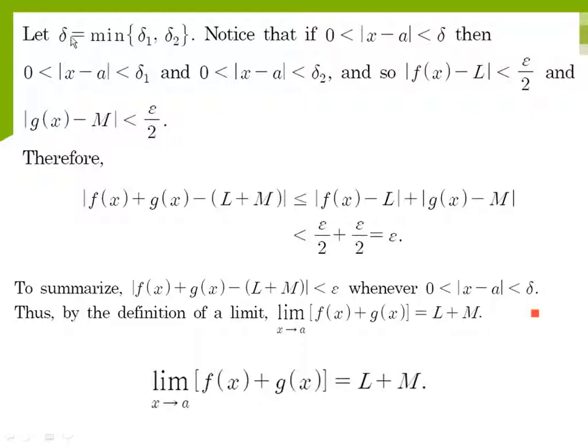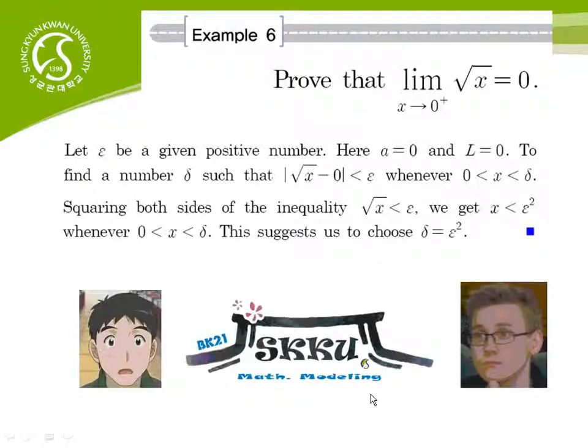So, for this delta that we have chosen, for arbitrarily small epsilon, there exists a delta such that if this is true, then this is true, which makes the limit of f of x plus g of x equal to L plus M. That's what it says. Here's one more example.